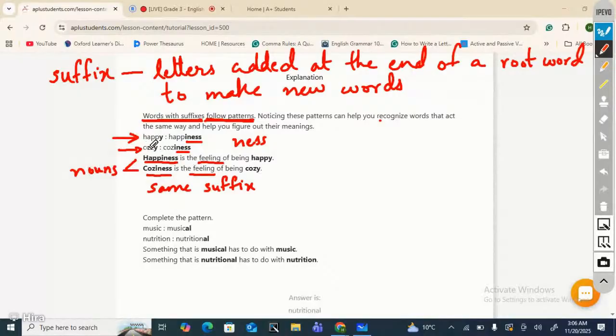So you have to learn the pattern here and we'll complete the pattern. Look at this, complete the pattern. Music and musical. This is one analogy. Nutrition, nutritional. Something that is musical has to do with music, and something that is nutritional has to do with nutrition. And see, they follow the same suffix, al. So they act the same way.